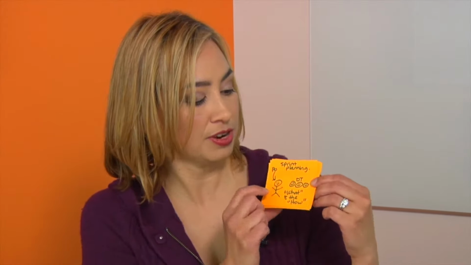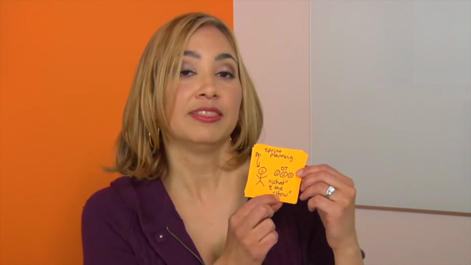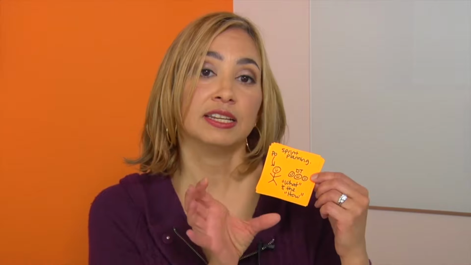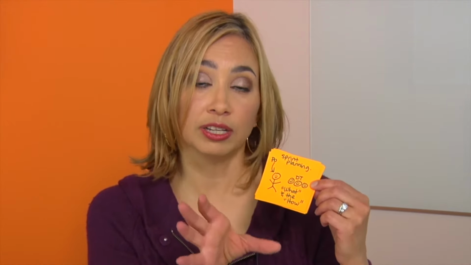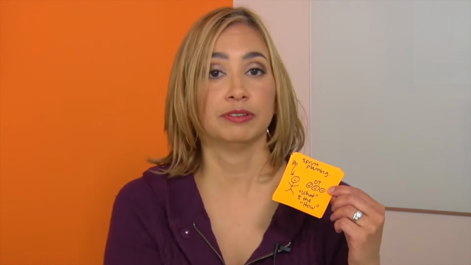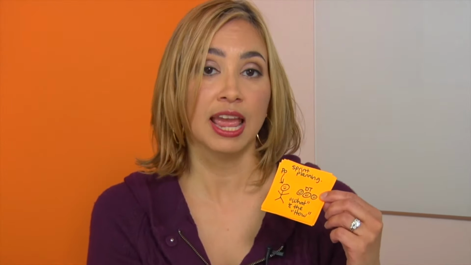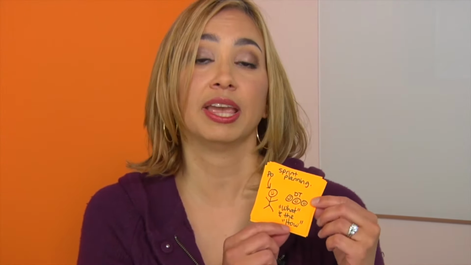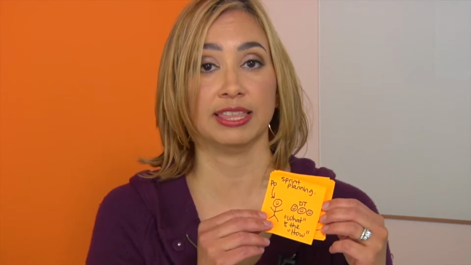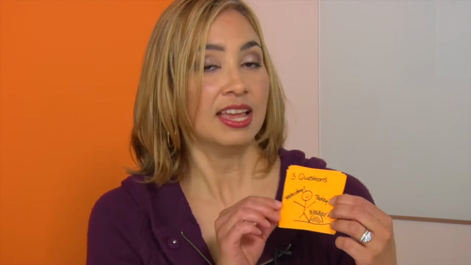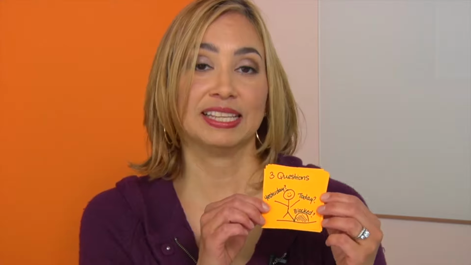So the first one is sprint planning, and that's my product owner hanging out with my development team. This is where they figure out for the next chunk of work, let's say 1 week up to 4 weeks, what are we going to accomplish? And the development team then digs in and says, okay, how are we going to accomplish the work in that next sprint?